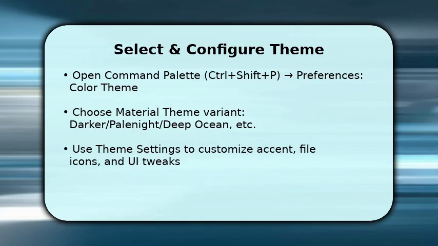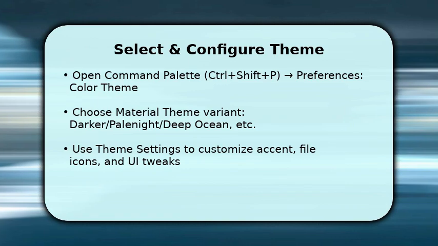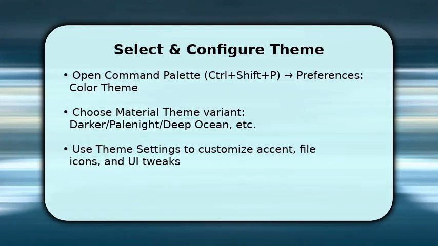Next, open the extension settings to adjust accent color, file icons, and UI density to suit your workflow. You can enable or disable specific tweaks there. This is where you fine-tune contrasts and syntax highlights for better readability, balancing aesthetics with clarity for long coding sessions.